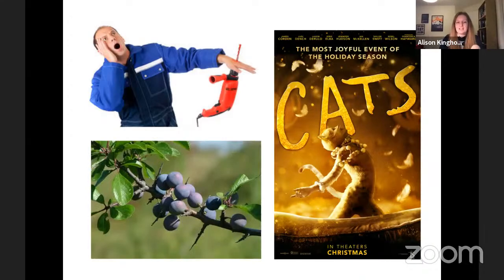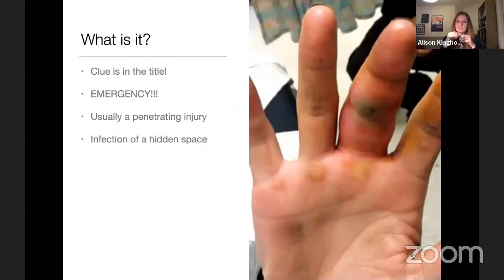So this picture here is of blackthorn. This is a really common hedgerow plant in the UK, and as well as producing beautiful sloes to make lovely gin, it has these really vicious thorns on it, which can go right through your gardening glove and into your joint or into the sheath surrounding your tendon. The problem then is that you've let bugs from the outside into these tunnels, these synovial sheaths that surround the tendons, which is basically the ideal habitat for bacteria. And it's all happening under the surface.